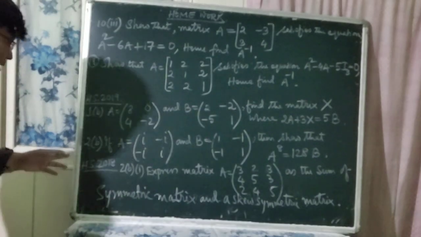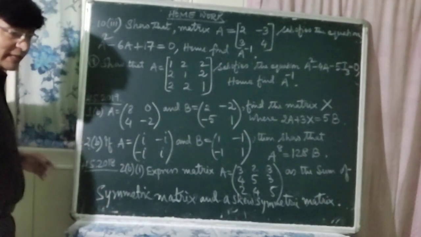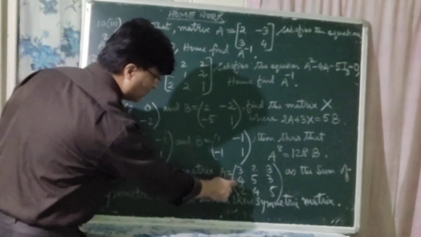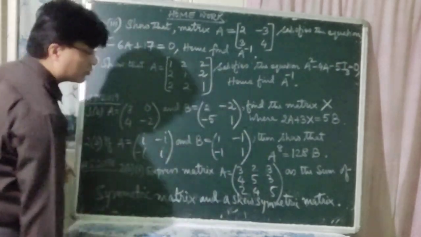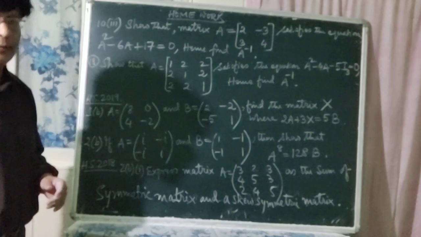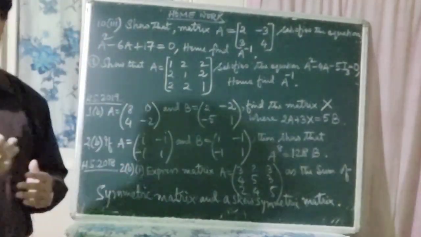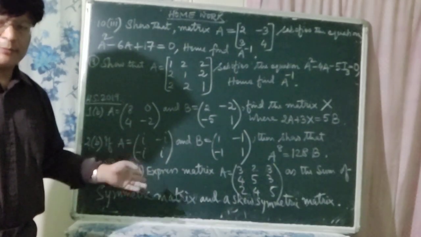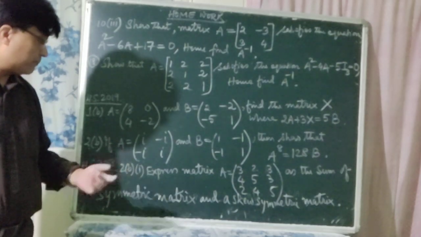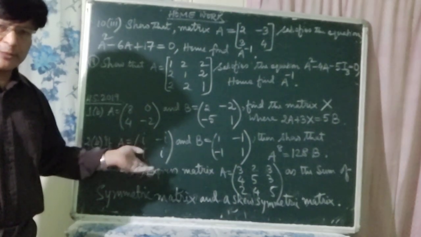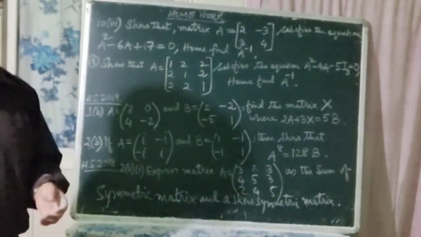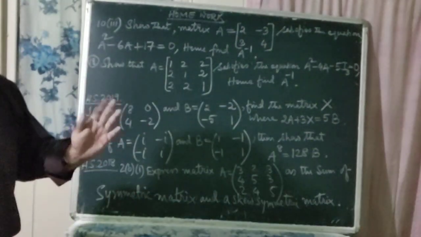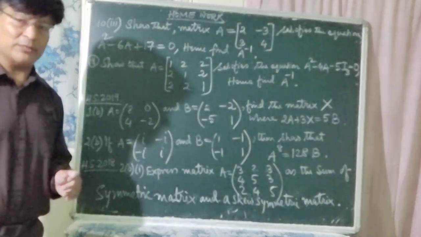Is that clear? Next one is from HS 2018. Question number 1, you can do this question. Express matrix A is equal to 3 2 3 first row, 4 5 3 second row, 2 4 5 third row as the sum of a symmetric matrix and a skew symmetric matrix. In the previous problems, I have shown you this type of problem, isn't it? So you can do it at home. You know the method how to express matrix A as the sum of the symmetric matrix and the skew symmetric matrix. So is that clear?